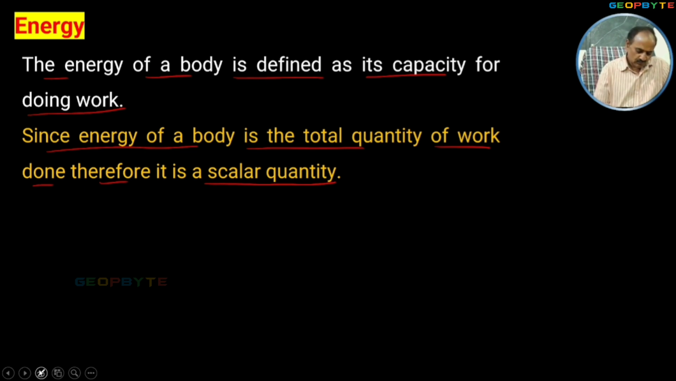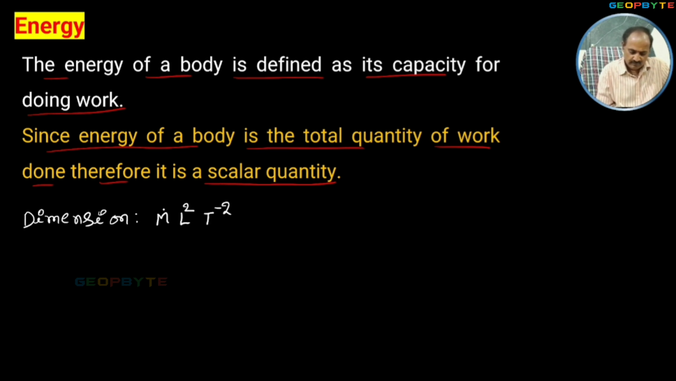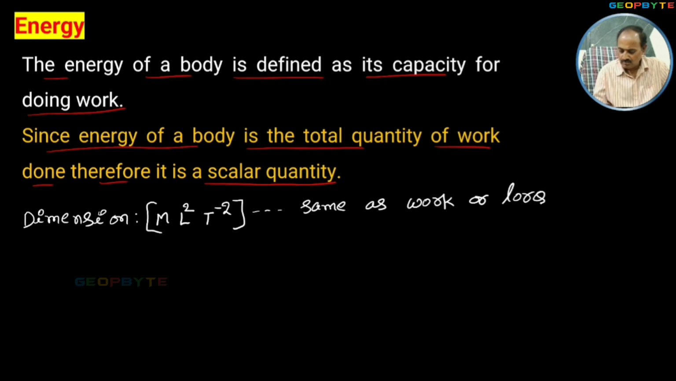Now look at the dimensional formula. Let us take the dimensional formula for energy. It is M L power 2 T power minus 2. This is the dimensional formula, same as work or torque.